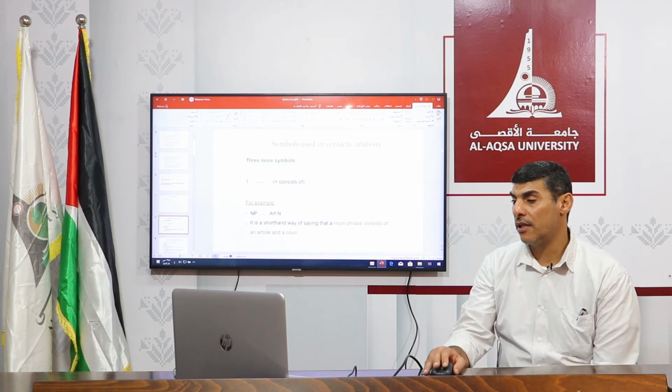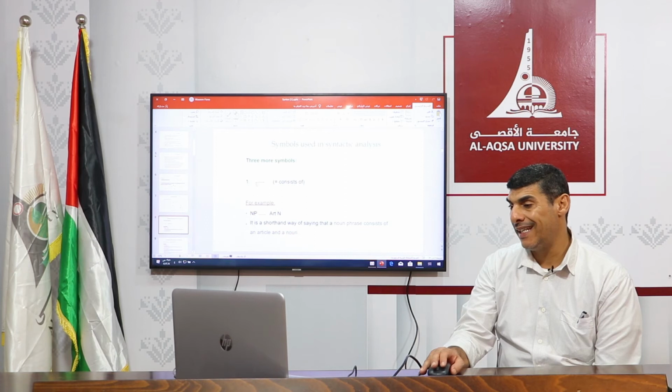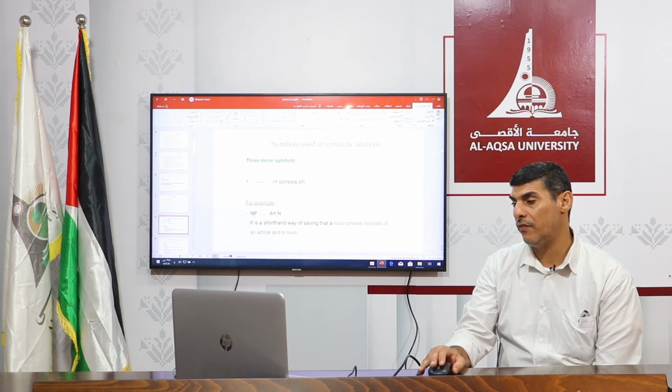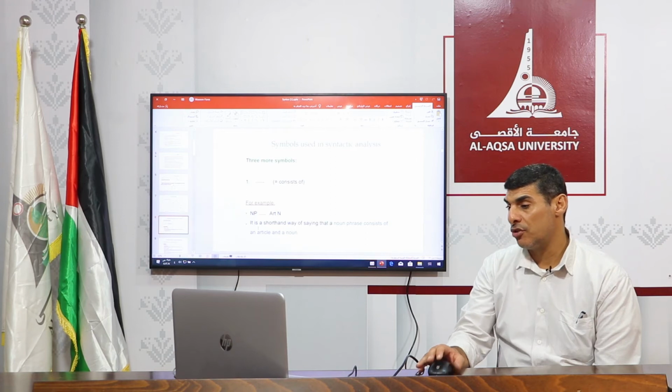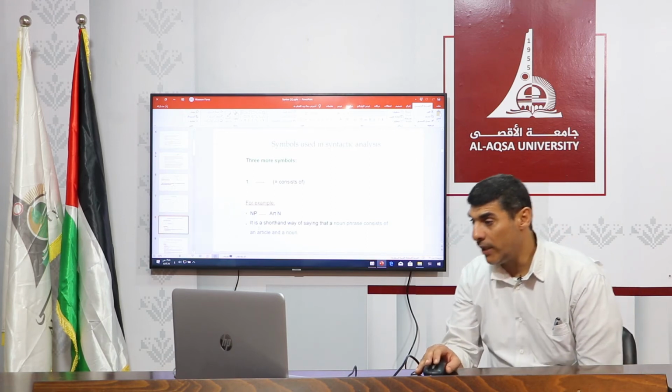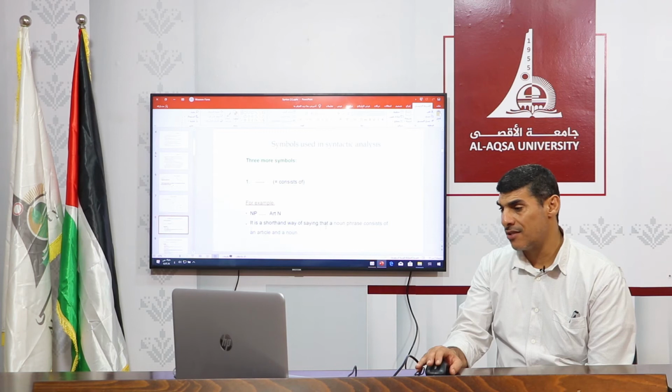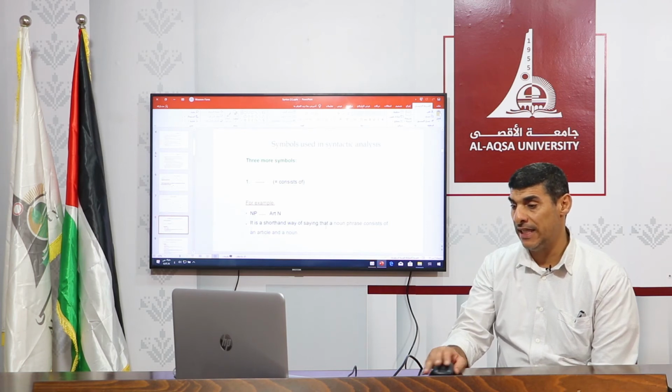Okay, here we have this straight arrow, which means consist of. For example, noun phrase consists of article and noun. It is a shortened way of saying a noun phrase consisting of an article and a noun. Remember, consisting.